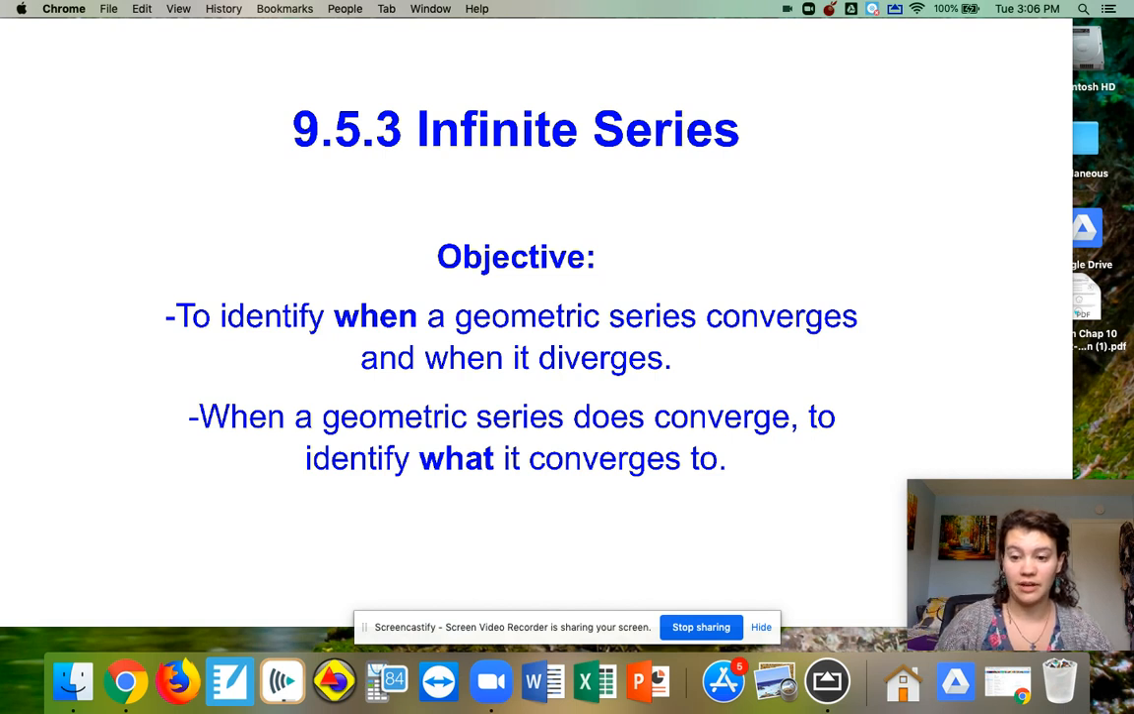All right, so today we're talking about infinite series, the ones that go on to infinity. So when do they converge? When do they diverge? All that kind of stuff. If they converge, what do they converge to?